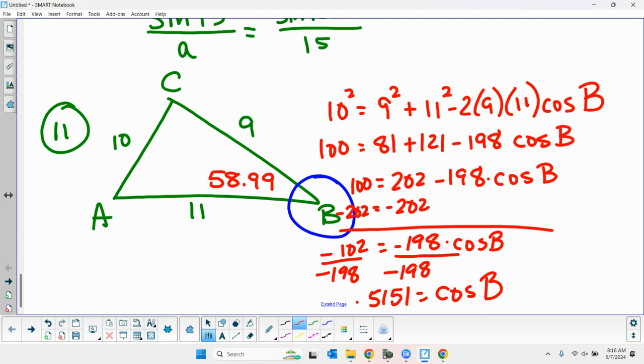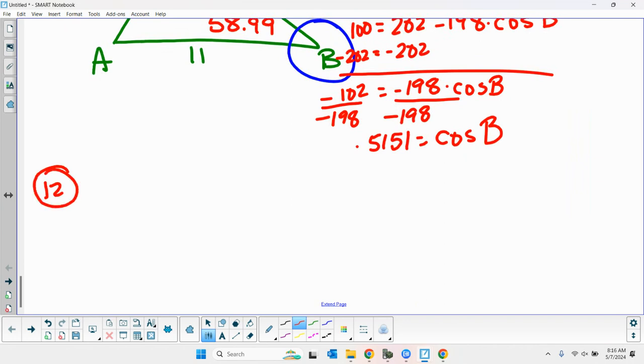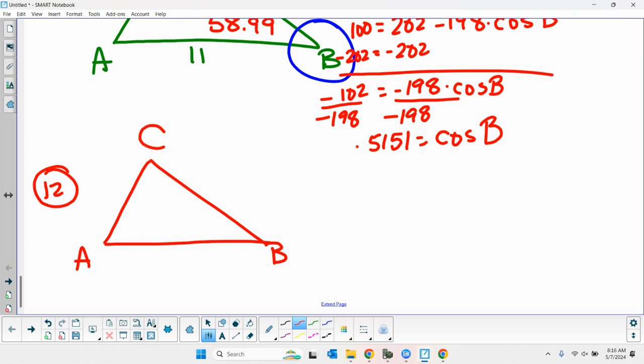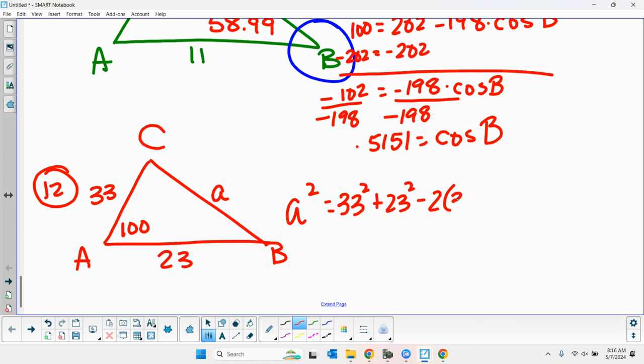Okay. 12 is the same type, using law of cosines. They didn't draw the picture for you, you have to, so I'll make it similar to what the other ones are. Side B was 33, and side C was 23, and angle A is 100. All right, it says find the third side, so we're looking for side A. So this is the one you can put all in your calculator. A squared equals 33 squared plus 23 squared minus 2 times 33 times 23 times the cosine of 100.